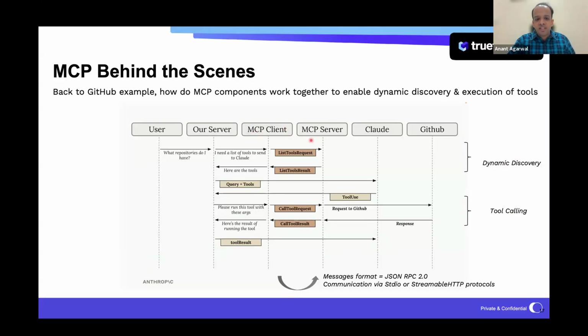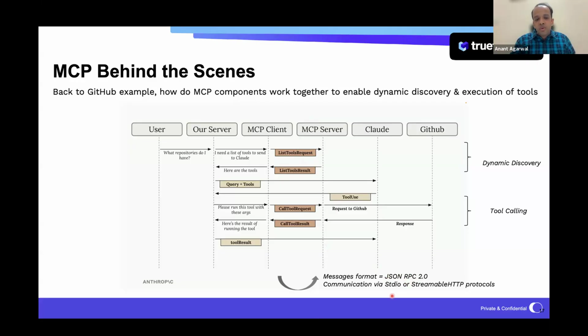Now, one more thing I want to point out here is how the communication between the MCP client and MCP server occurs, right? So there are two things. One is the message format, and this is JSON-RPC 2.0, which is basically followed. But the second important thing is the communication, and that can occur through two protocols. One is a local protocol, the standard IO protocol. If you have MCP clients and MCP servers on the same system, right, you can use the standard IO protocol.